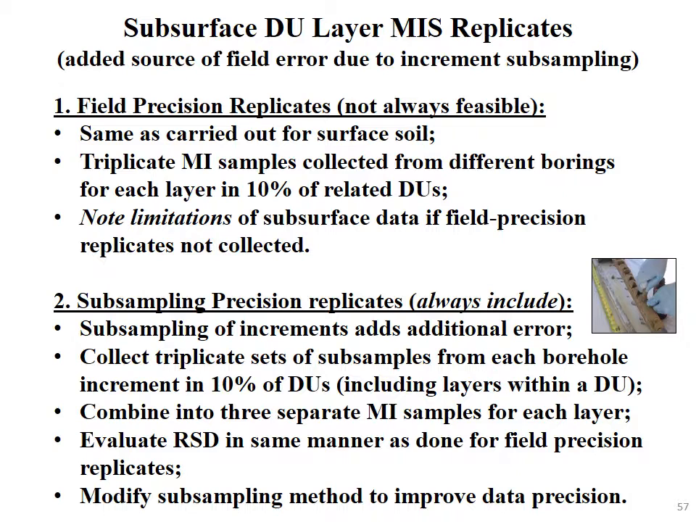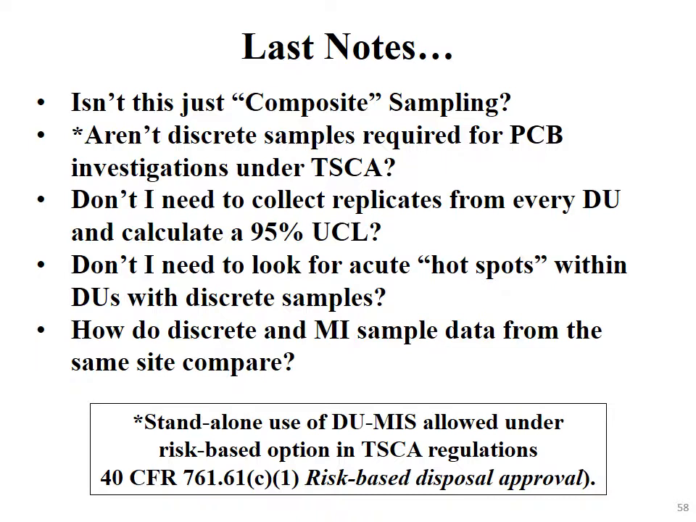So I'll get to some last notes. That's sort of the key points for this sampling theory: explaining the problems with discrete samples, and how to collect multi-increment samples in the field. There are a lot of details in sampling theory. You really need to understand the details if you want to do this properly. So again, I recommend taking a good course in sampling theory.